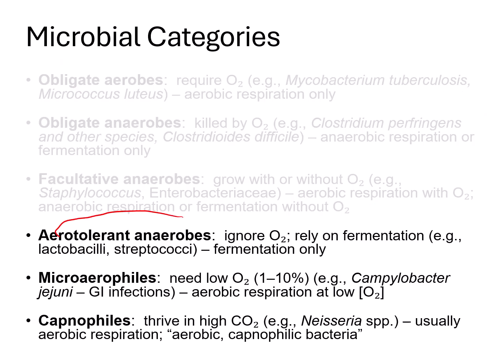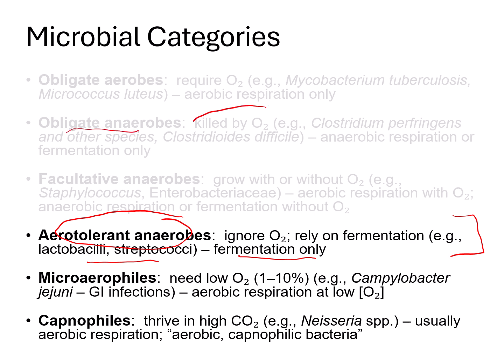Continuing on, we have our aerotolerant anaerobes. These don't use oxygen but tolerate it, and they rely on fermentation only. Examples include lactobacilli or streptococci, and they're going to show even, sparse growth throughout a tube, like the semisolid agar deep or the thioglycolate. These are not the same as obligate anaerobes.